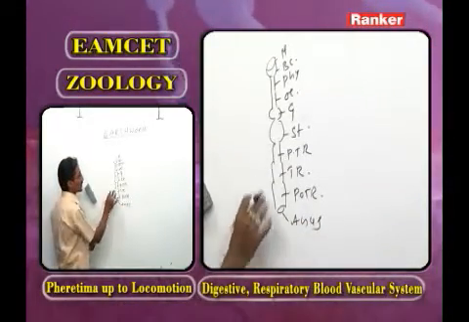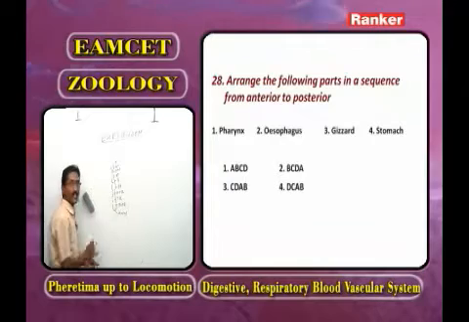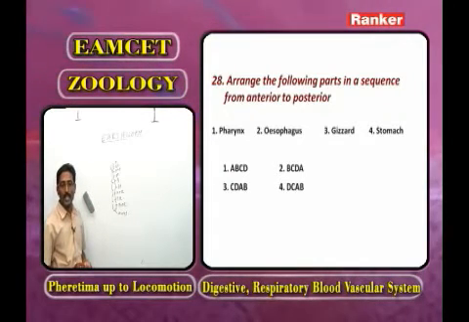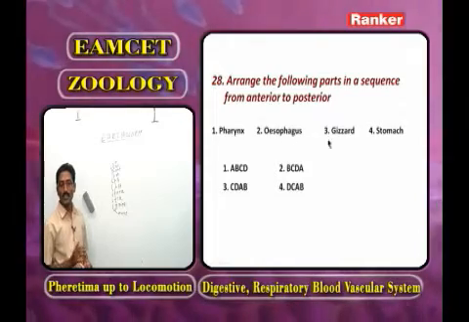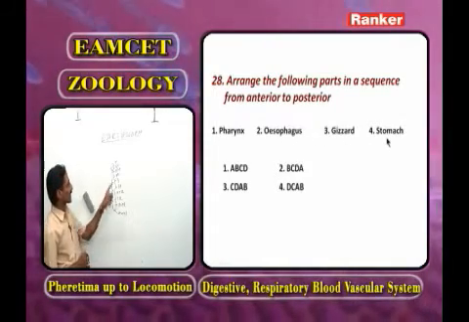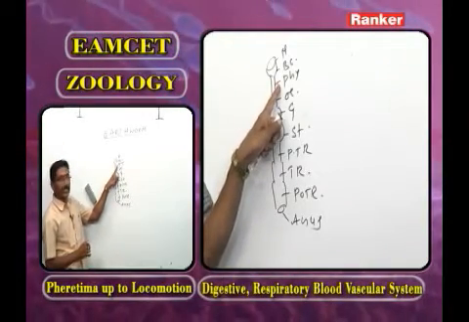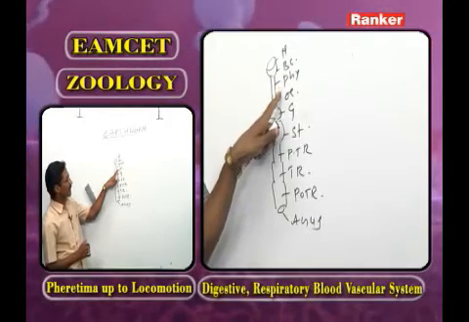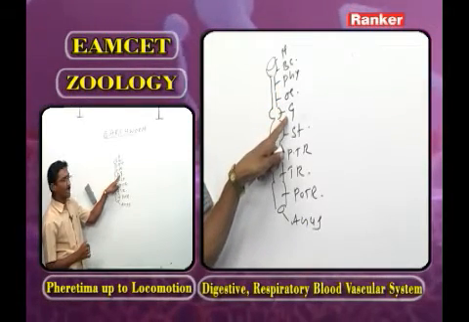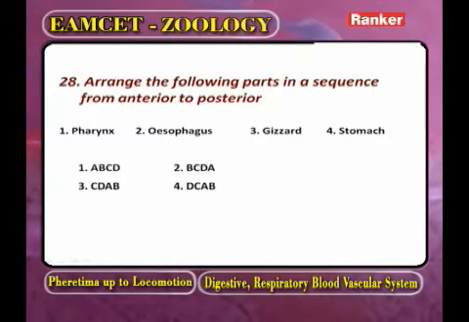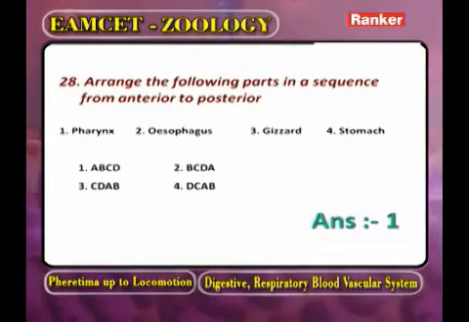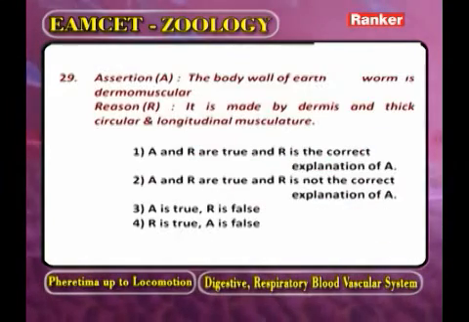Here, what is the question? Arrange the parts from anterior to posterior. Now, what are the options? One is pharynx. Second one, esophagus. Third one, gizzard. And the fourth one is the stomach. Now, anterior to posterior, this one we call the pharynx, followed by esophagus, followed by gizzard, followed by stomach. Now, what is the correct answer for this question? Answer 1: pharynx, esophagus, gizzard and stomach. Now, move on to the next question.